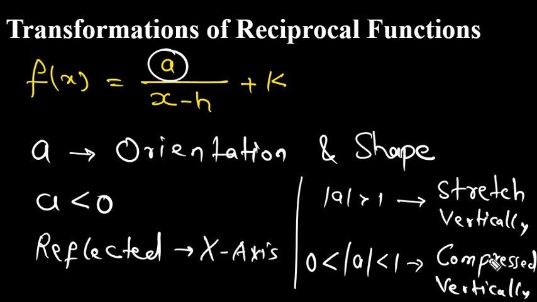So how do these things work? We will see using some examples, but for now you will have to remember this information, that if mod of a is greater than 1, let's say negative 2, so this is more than 1, right? That's why it is mod. So this is more than 1, so it will stretch vertically. And if a is, let's say, negative 1 over 3, then it will be compressed. Since it is negative, it will be reflected also, that you need to remember. So these two things will work simultaneously in this case.